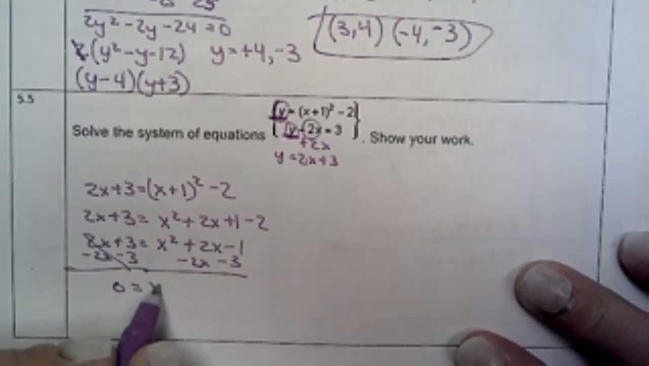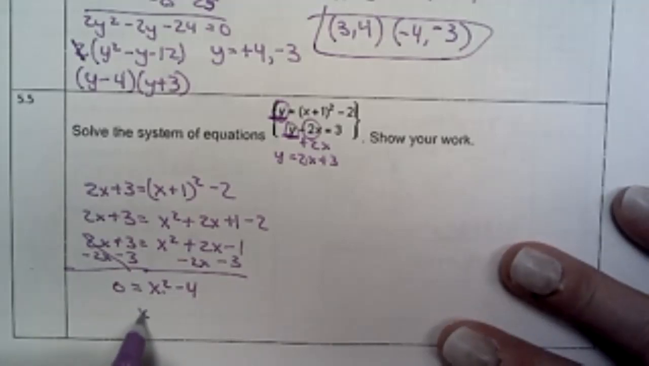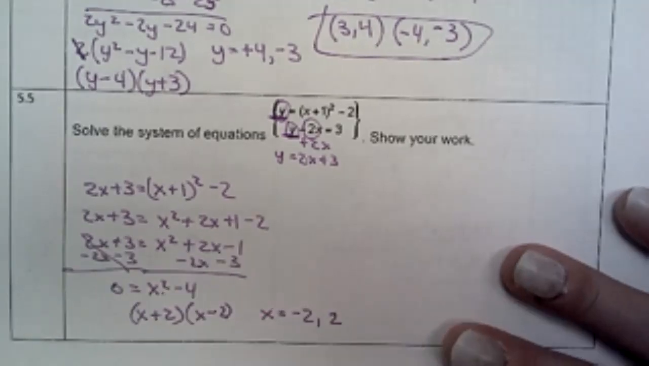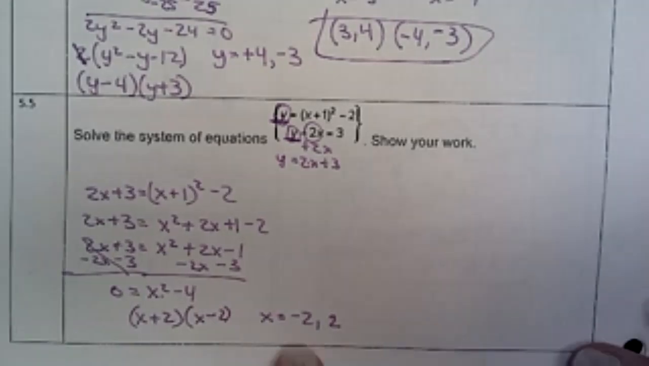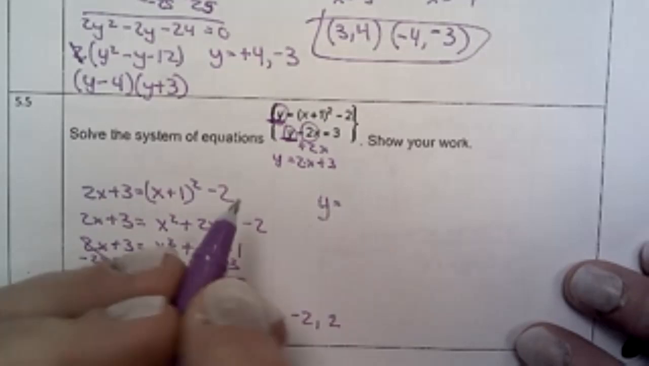And I get 0 equals x squared minus 4. Well, this is a difference of squares. So that's going to be x plus 2 times x minus 2, which means x is either going to equal -2 or +2. So I'm going to take both of those and plug them back into this one right here because it looks like the easiest one.